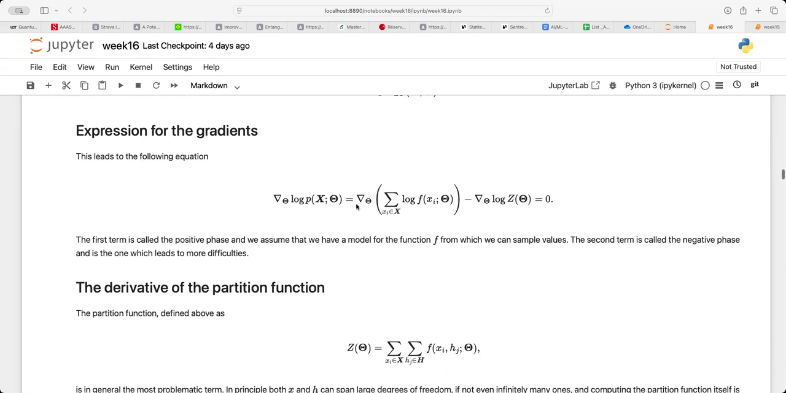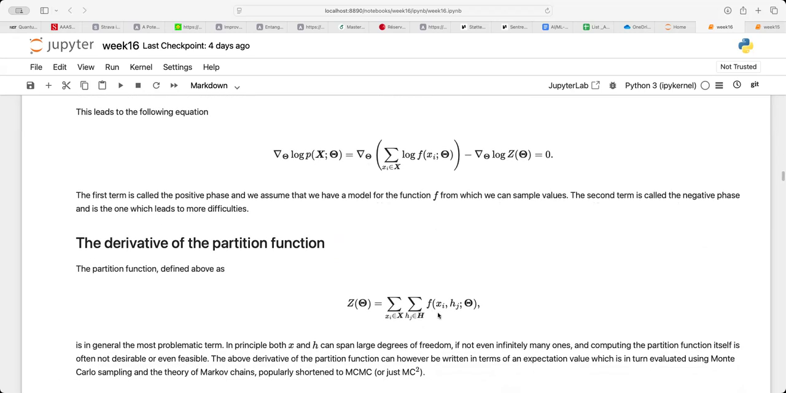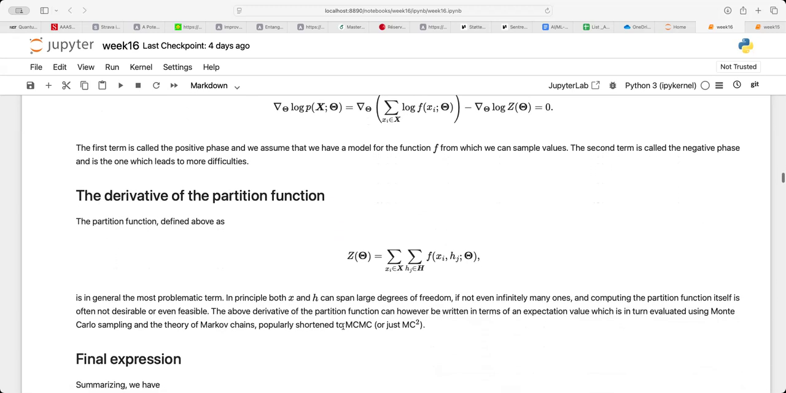So what you end up in the optimization is to calculate these two terms. Now, this one is something you can evaluate because you have a model for that function. So the difficult part is this one. So the question is, how do we handle that one? So the way you handle this one is actually through Markov chain Monte Carlo calculations. So this is something we will rewrite as a statistical expectation value. And that's the way you calculate it.